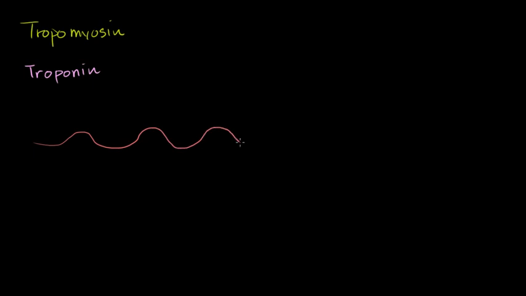Let me write this down. Tropomyosin, and I'll write troponin in a different color. And so I'm going to redraw the actin. I'll do a very rough drawing of the actin filament. Let's say that that's my actin filament right there with its little grooves. It's actually a helical structure. Let's say it looks like this. Well, that's close enough. These grooves make it a helical structure, but we won't worry too much about that.